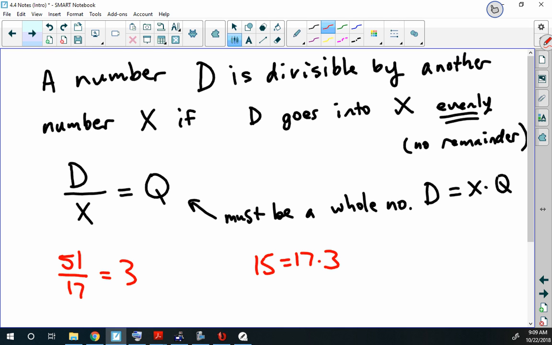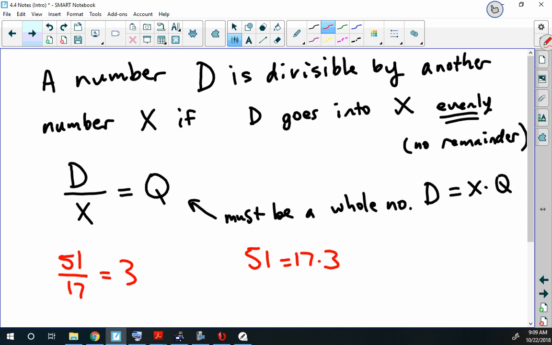So a number D is divisible by another number x if D goes into x evenly. Maybe we'll just leave it there. Oh, I wrote 15. Dyslexia strikes again. Thank you. Didn't even notice that. Sorry. Thanks for saying something.